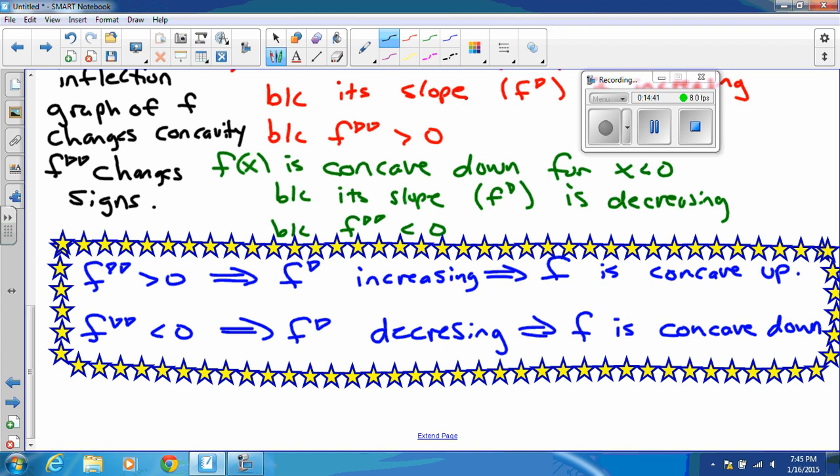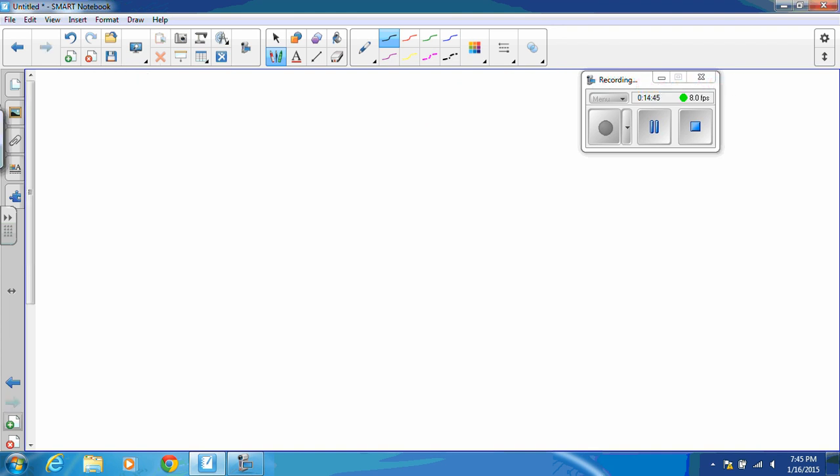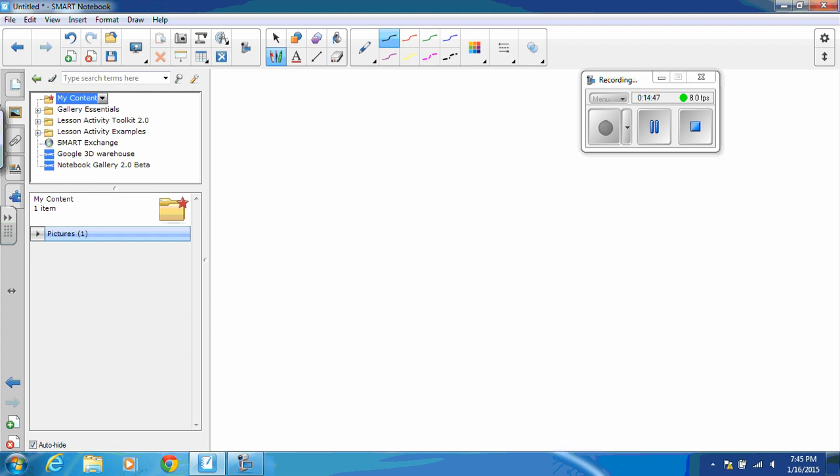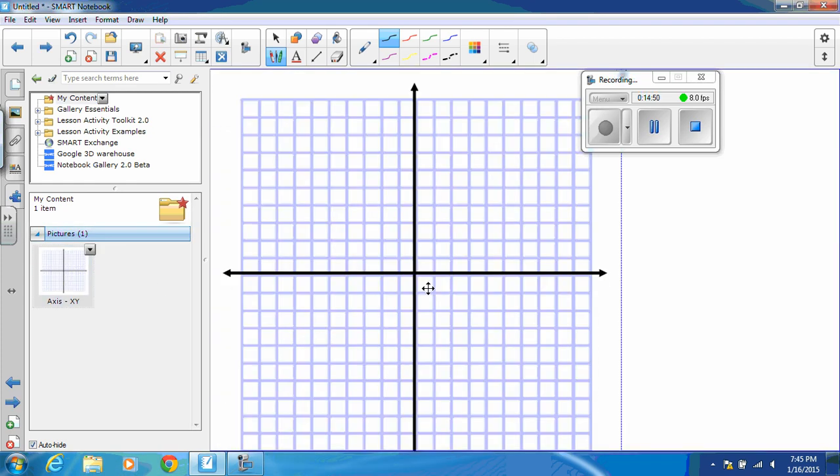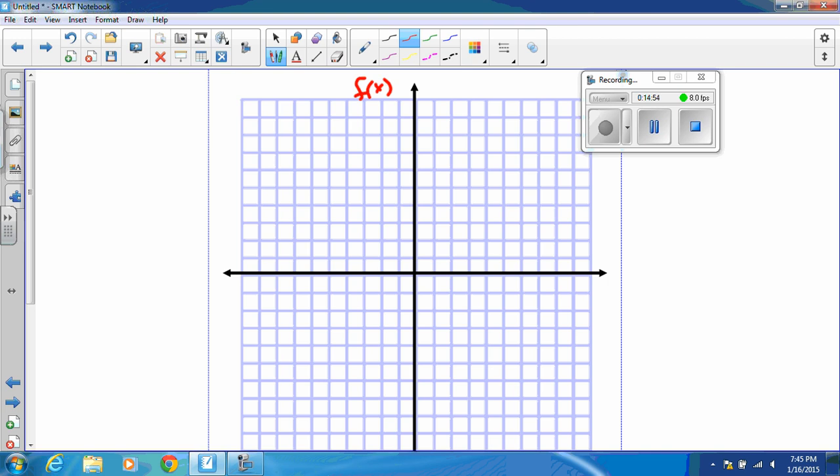Well, let's do this. Let's take a look at a couple of graphs. I want to consider a graph of f and then a graph of f prime, and see if we can read information about f double prime off of it. So here is our first graph. It's going to be a graph of f of x. And let's make our graph of f of x look something like this. I like that.